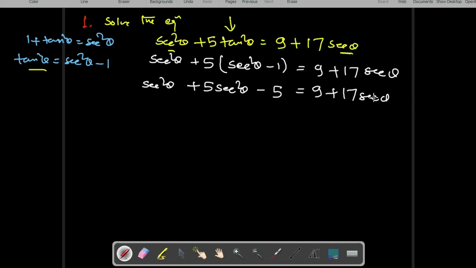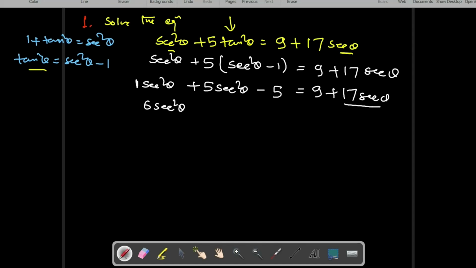Now in order to solve this in algebra, we have seen so many times that whenever we get this kind of equation, we have to check like terms, add or subtract, and then bring all the terms to one side and check if it is a quadratic equation, whether we can use any quadratic formula or not. So here this is 5 sec square theta, plus 6 sec square theta, we get 6 plus 5, so I'm going to write here 11 sec square theta.